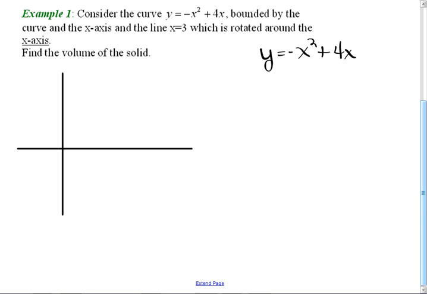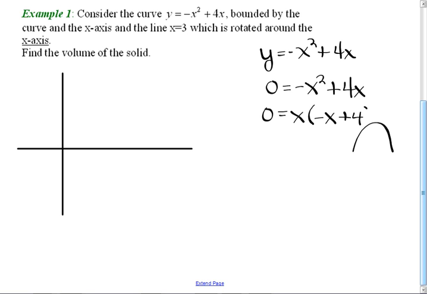I want to graph this. The most convenient points are the intercepts. If y equals 0, I get this. And we should know what this graph looks like. What does it look like? Negative x squared. It's an upside-down parabola, right? And I would like to find the x-intercept. If I factor out x, I'm left with negative x plus 4. So x is equal to 0, or x equals 4. So I know what it is.